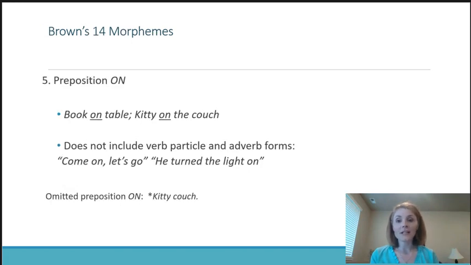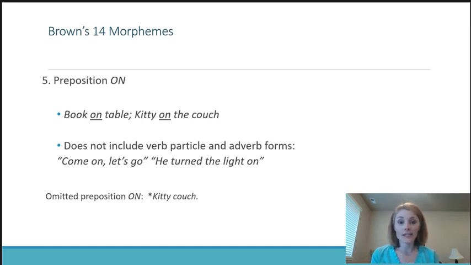All right, and finally we have the preposition on. An example would be book on table, kitty on the couch. Again, this would only account for the preposition, so we would not include verb particle forms such as come on, as in come on, let's go, or adverb forms such as he turned the light on.